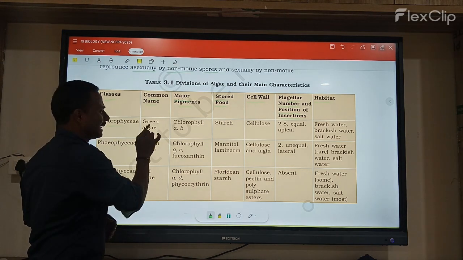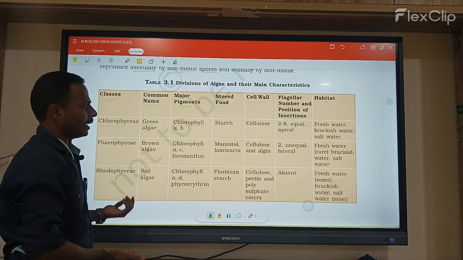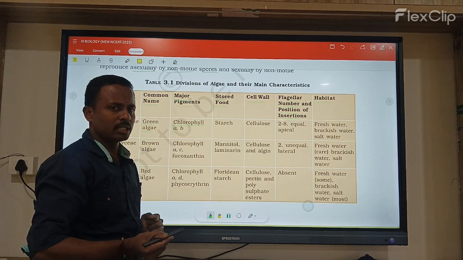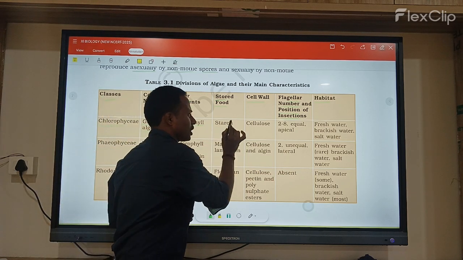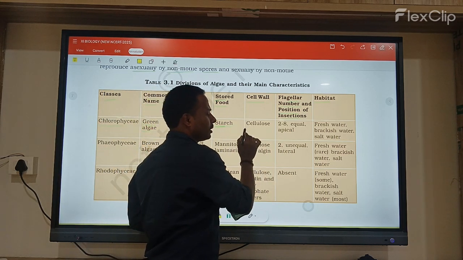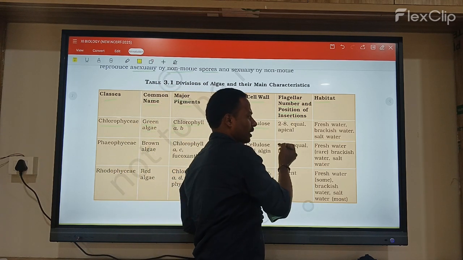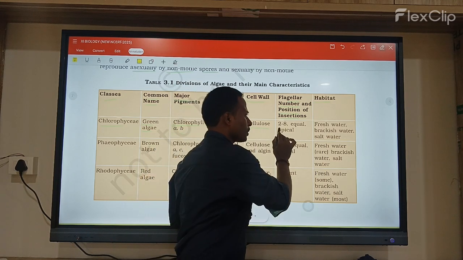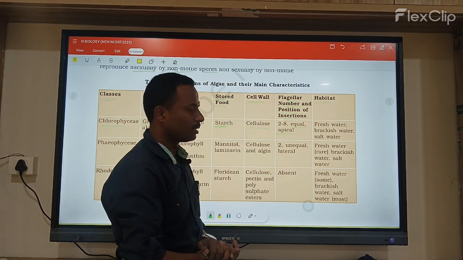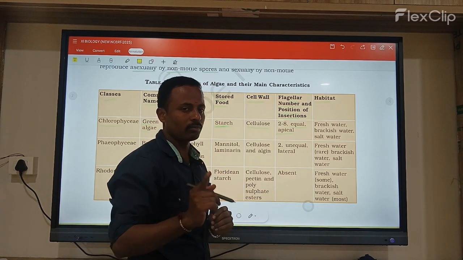Chlorophyceae is called what? Green algae, because they consist of chlorophyll A and B, and when chlorophyll A and B are present, they prepare their own food material, correct? That food is stored in the form of starch, yes, and the cell wall is made up of what? Cellulose. Here the flagella: mostly the zoospores have 2 to 8 equal apical flagella. One more important point: Spirogyra is absent of flagella, very important.